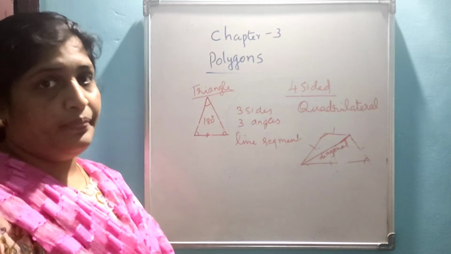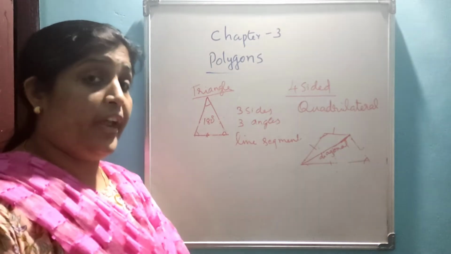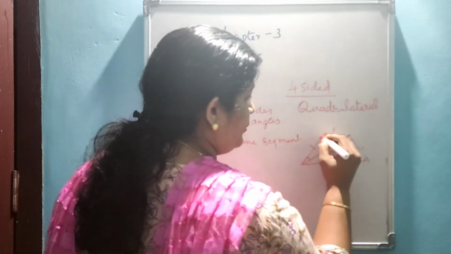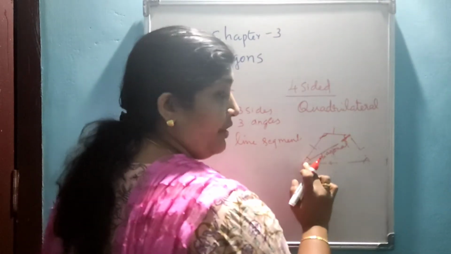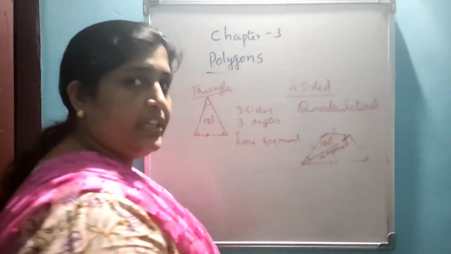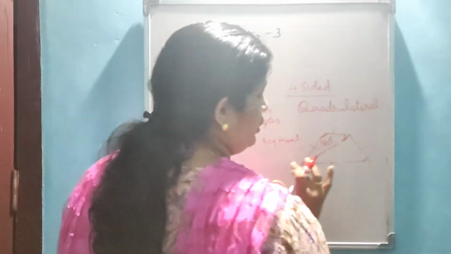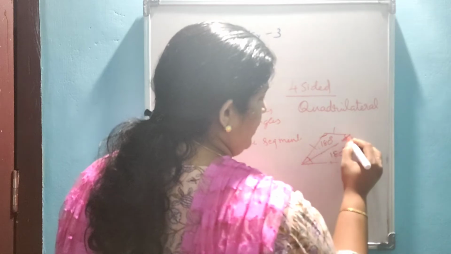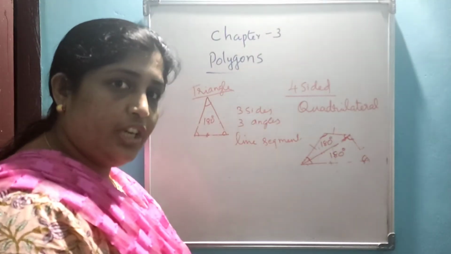2 triangles. And we know that the sum of angles of any triangle is 180 degrees. Then what about the sum of the 3 angles of this triangle? Here you can see a triangle, and the sum of its angles is 180 degrees. Similarly, here you can see one more triangle, and the sum of its 3 angles is also equal to 180 degrees.